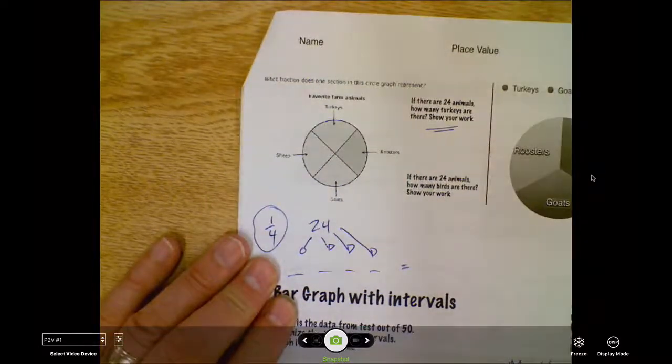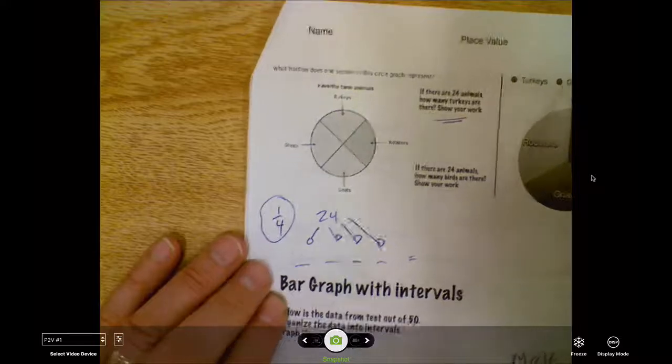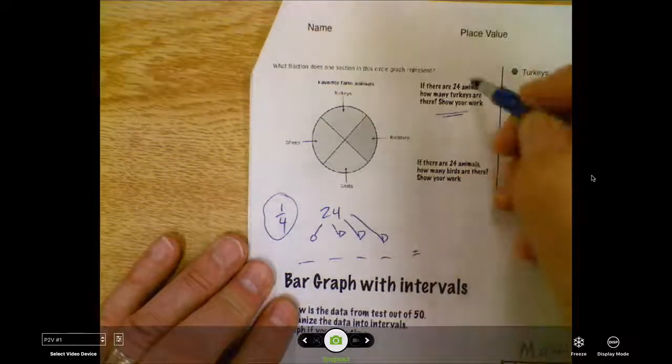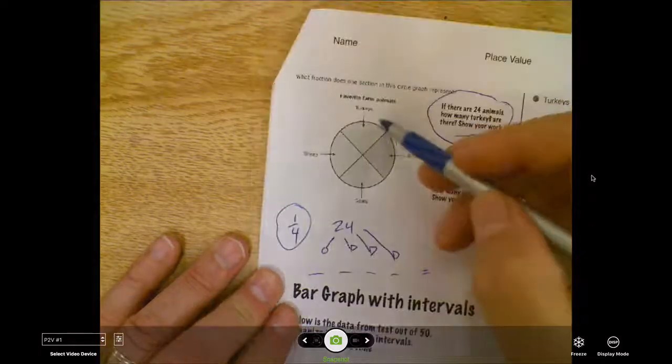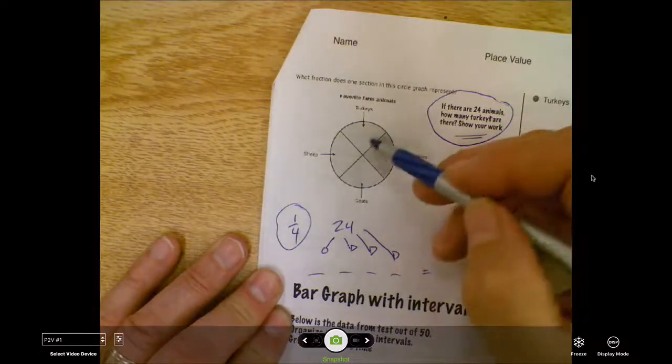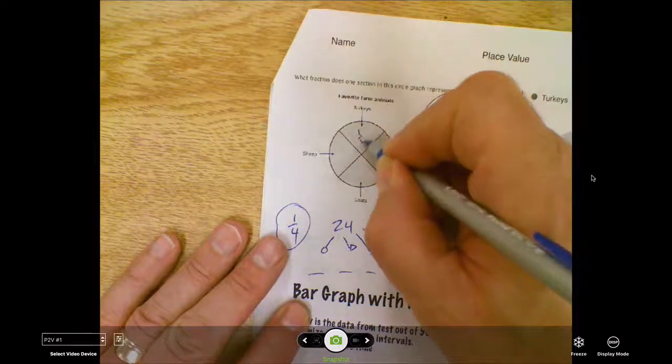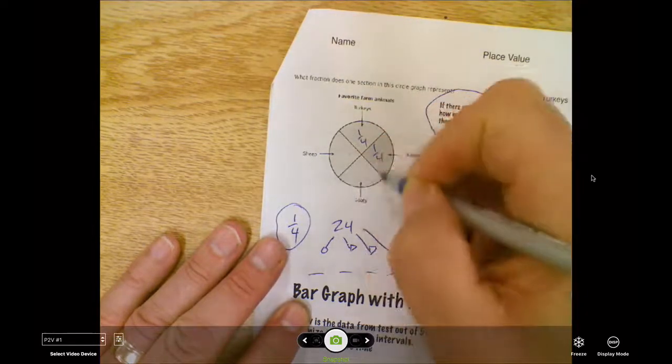Over to page 3, let's take a quick look at some pie charts. Pie charts, they don't need to know how to make them, but they need to know how to interpret them. So for example, let's say in this question, there are 24 animals. How many turkeys are there? I'm sorry, this didn't photocopy very well. But basically there is 1/4, 1/4, etc. in each one of these sections.